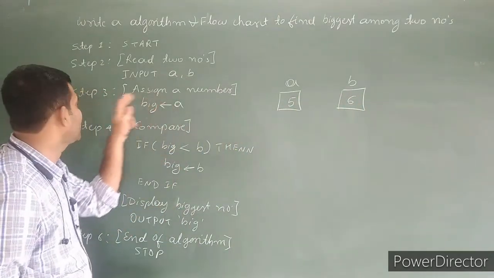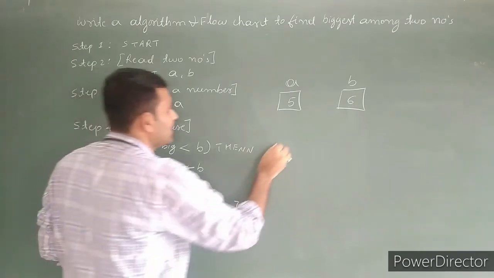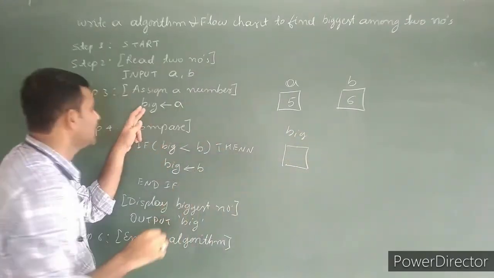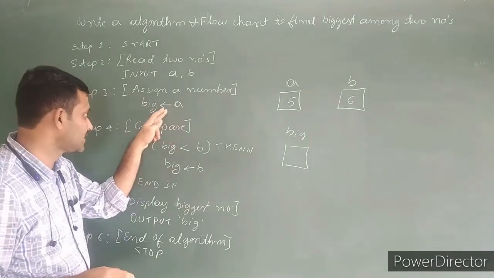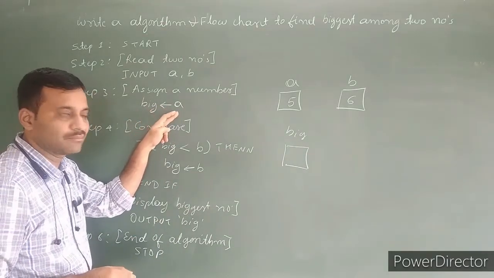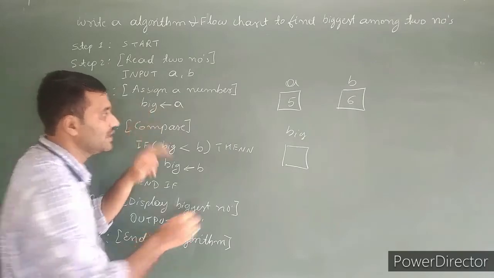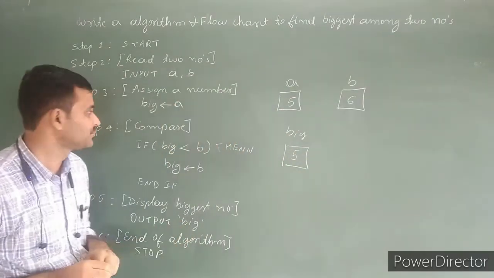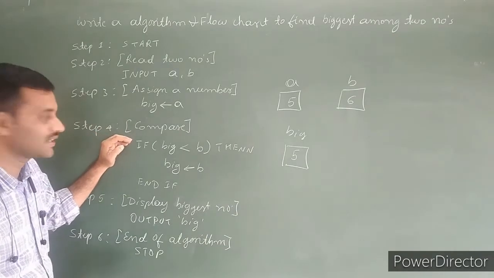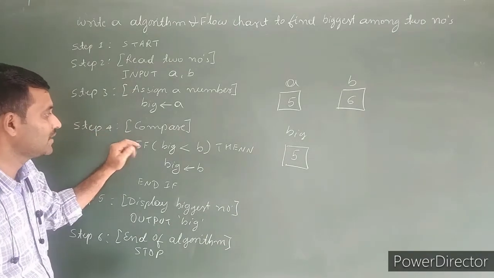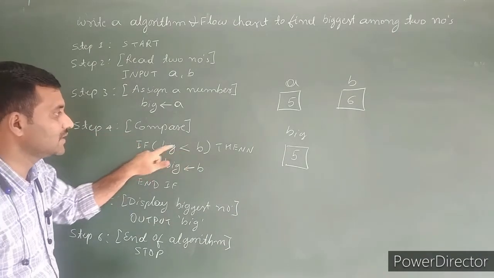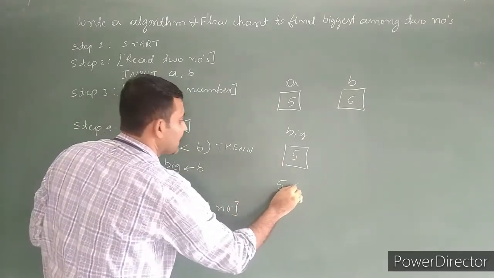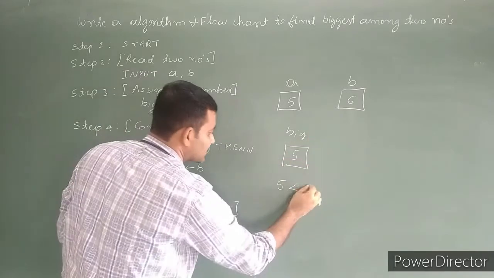Then assign a number. In step 3, we have to assign A to big. So here we assign big because A value is assigned to big. That is 5. Then compare. After that, in step 4, we have to compare: big less than B. What is the value of big? So here it is 5, less than B value 6.